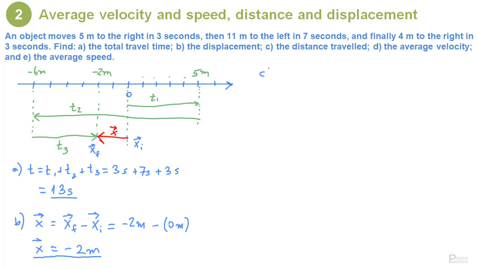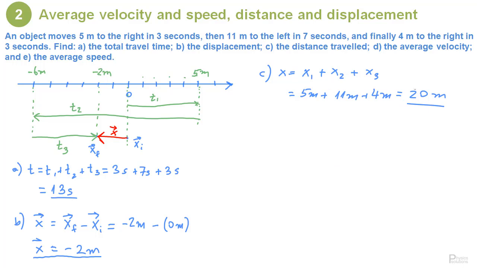Alright, let's move on. Part C, find the distance traveled. Okay, this is very similar to part A, in which we just need to add the length of each arrow. So we can write the distance to be distance of the first part plus the distance of the second part plus the distance of the third part. In this case, in the first part the motion was 5 meters, in the second part was 11 meters, and the third part was 4 meters. This is equal to 20 meters. And that is the distance. Very simple.